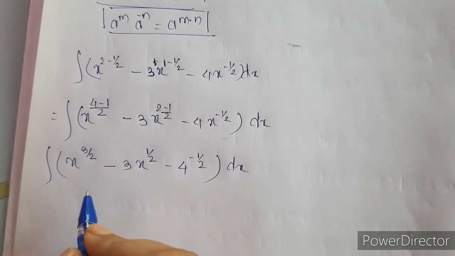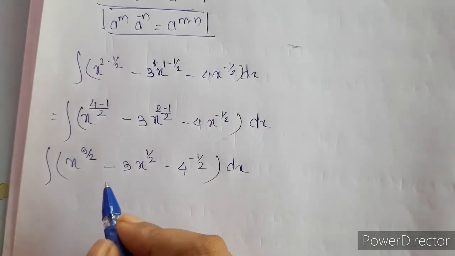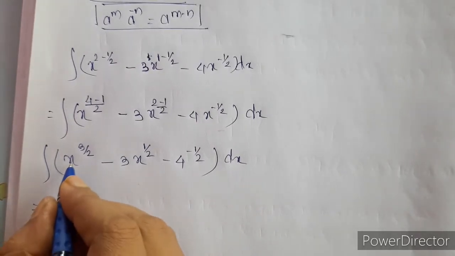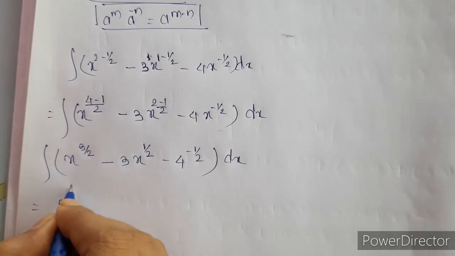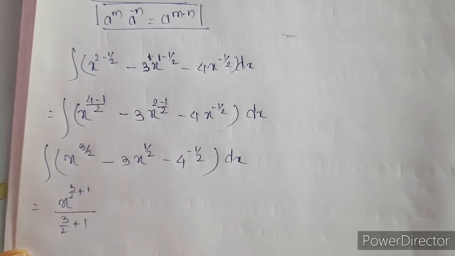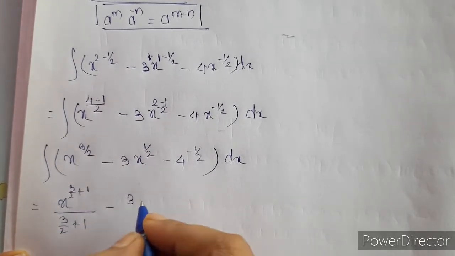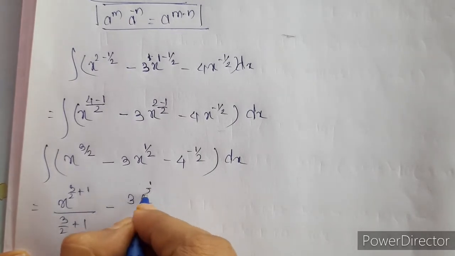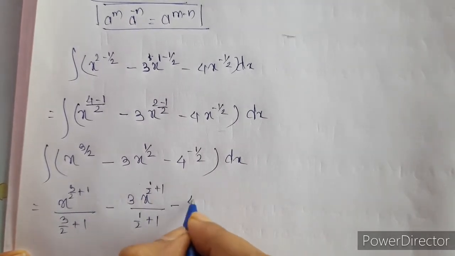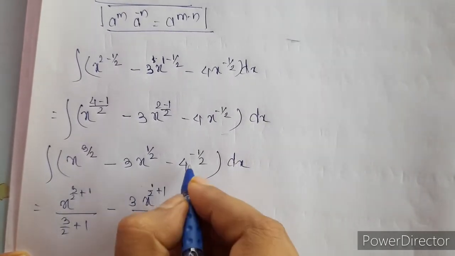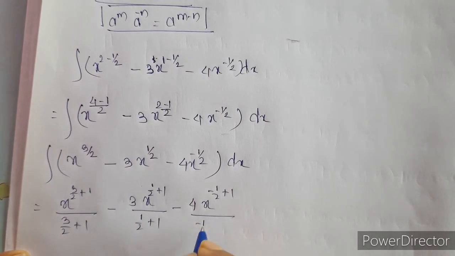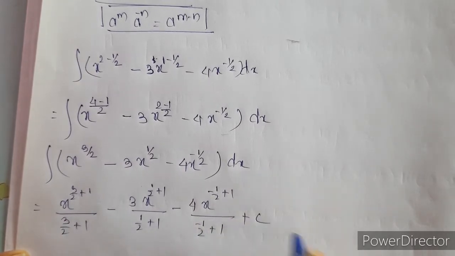Now we know that integral of x raised to power n is x raised to power n plus 1 by n plus 1 plus constant. So integral of x raised to power 3 by 2 is x raised to power 3 by 2 plus 1 by 3 by 2 plus 1, minus 3 is a constant, half plus 1 by half plus 1, minus 4 times x raised to power minus half plus 1 by minus half plus 1 plus constant.